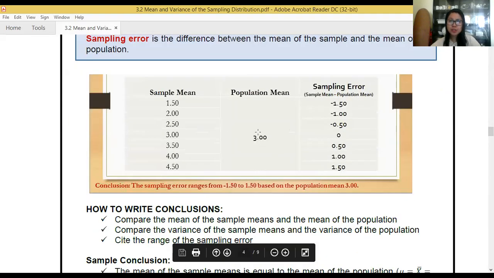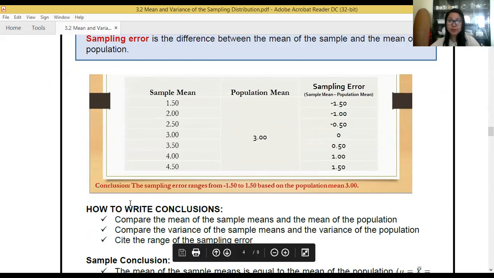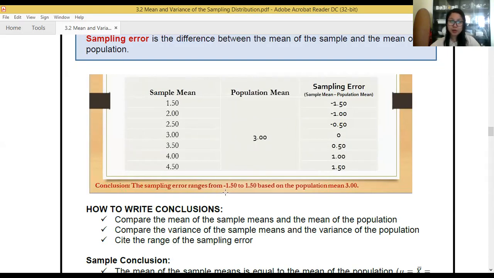Now, how do we compute for the sampling error? We have the sample mean, you have this in step 4. We subtract our population mean from it. That's it. So 1.5 minus 3, that's negative 1.5. Up to the last, 4.5 minus 3, that's positive 1.5. So how do we state our conclusion? We cite the range of the sampling error. It means that the sampling error ranges from negative 1.5 to 1.5 based on the population mean of 3.